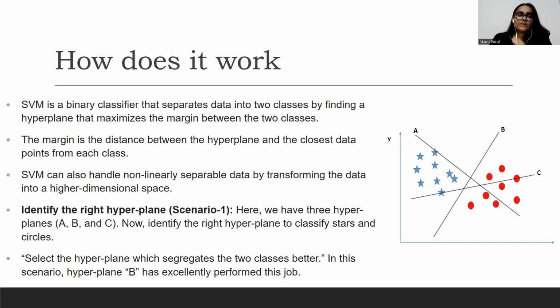So in scenario one, we identify the right hyperplane. Here we have three hyperplanes, that is A, B, C. Now we identify the right hyperplane to classify the stars and circles. So select the hyperplane which segregates the two classes better. In this scenario, hyperplane B has excellently performed its job, as it can easily differentiate between the two classes, that is the star class and the circle class.